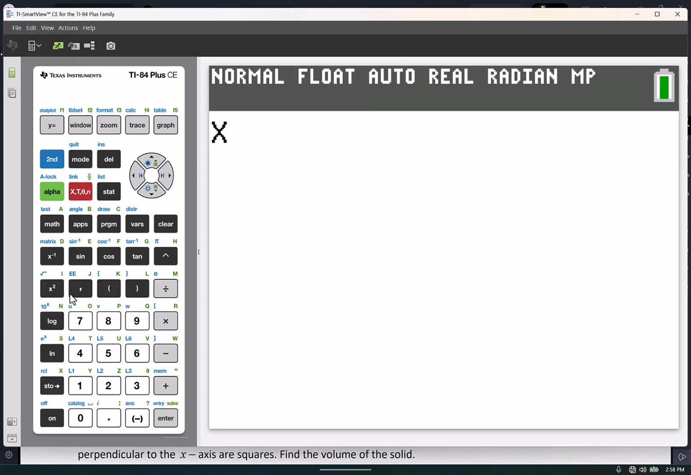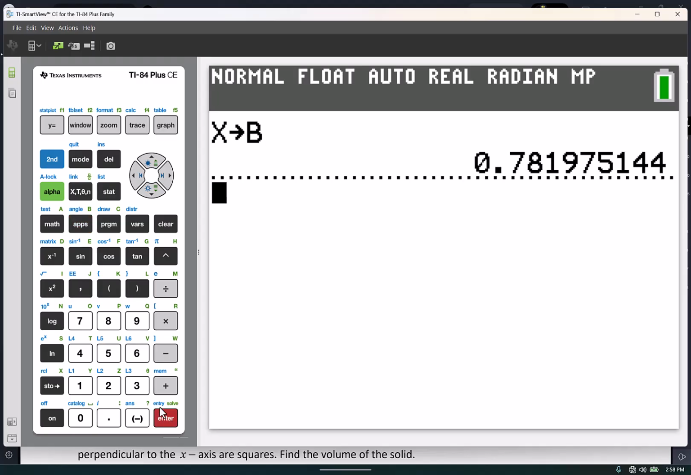You push X. You push store. And instead of using A, which you could, I'm going to use B. Why am I using B? Because they used B. They told me B. Enter. There it is.